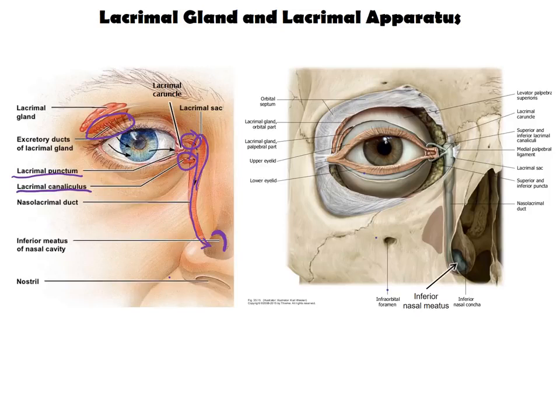So why do you get a runny nose when you cry? Because tears are conveyed from the eye through the nasolacrimal duct and into the nasal cavity. So your runny nose mostly occurs from an accumulation of excess tears.